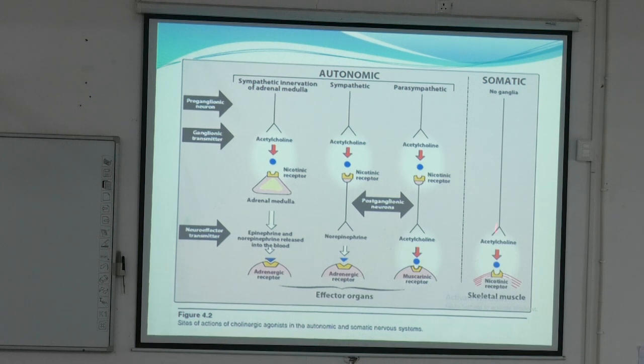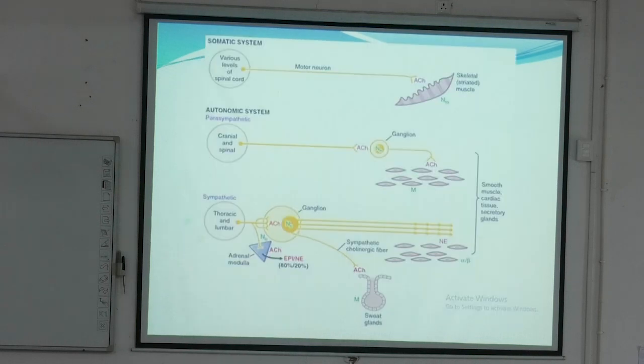In the somatic nerves, there are no ganglia. In fact, that's why there is only one neurotransmitter, acetylcholine. This is the same thing, you can see. So in the somatic system, from various levels of the spinal cord, motor neurons come, and acetylcholine acts at the nicotinic receptor. This is the nicotinic receptor. This is the skeletal muscle. So remember, skeletal muscle is mainly innervated by the somatic nerves, but smooth muscles are innervated by the autonomic nerves. So in the autonomic system, parasympathetic and sympathetic, it is the same thing. There are ganglia. These are the preganglionic fibers, and acetylcholine is present.